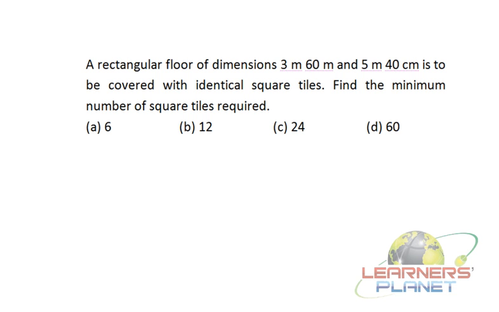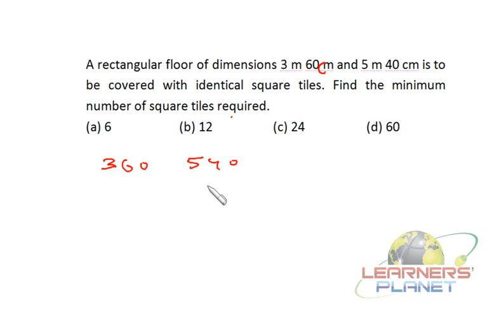Now let's take the first problem. The rectangular floor of dimensions 3 meters 60 centimeters, here it must be centimeters, and 5 meter 40 centimeter is to be covered with identical square tiles. Find the minimum number of square tiles required. Okay, that means the dimensions are 360 centimeters and 540 centimeters. We wish to find out the number of square tiles.